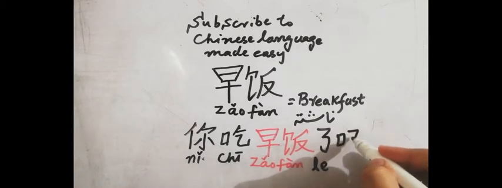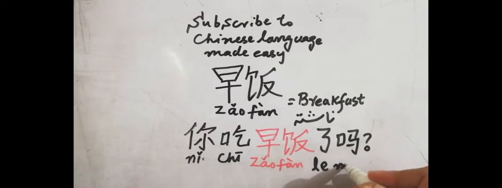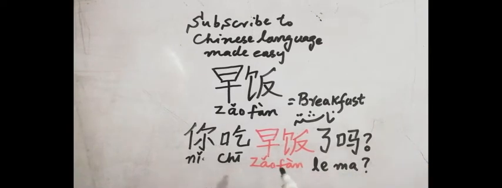Le, ma, ni chi zao fan le ma? Ni means you, chi means to eat, zao fan is breakfast, nashta. Le is a particle which, when it is placed in a sentence, tells us about the completion of an action. So if you can see it here, the question has been asked about the eating of breakfast. So did you eat your breakfast? As a whole, this sentence means did you eat your breakfast?